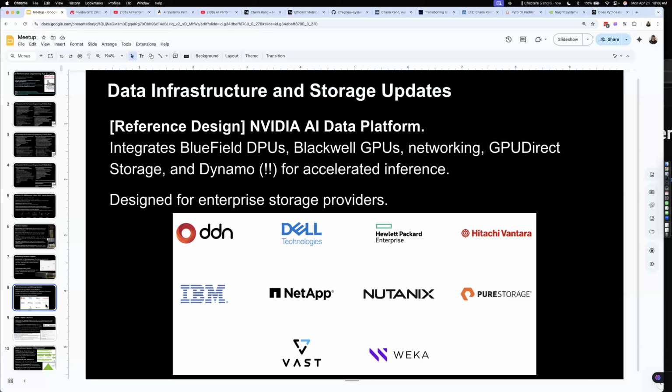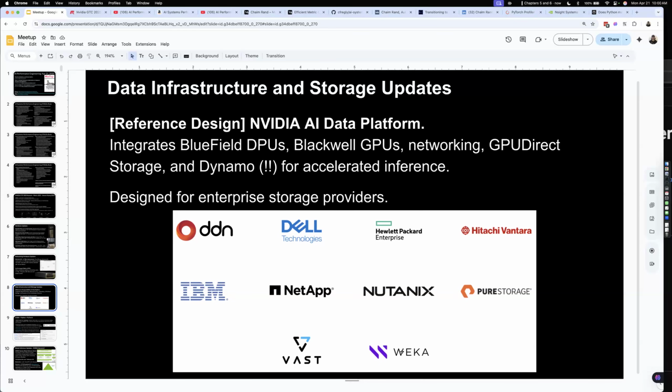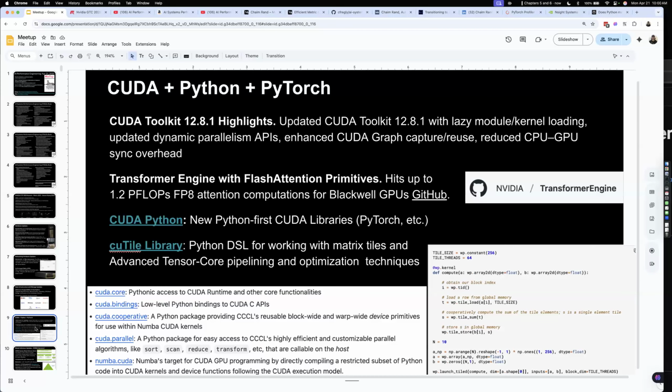And they're also, interestingly enough, including Dynamo. I think I switched the slides a bit, so I haven't quite mentioned Dynamo yet, but this is the new inference server. So let me talk about that in a sec. But here are some of the partners that are integrating: you've got Weka and Dell and NetApp, IBM, all the typical players, HPE, Pure Storage. Okay, so that's on the hardware side. Let's jump over now to the fun software side.